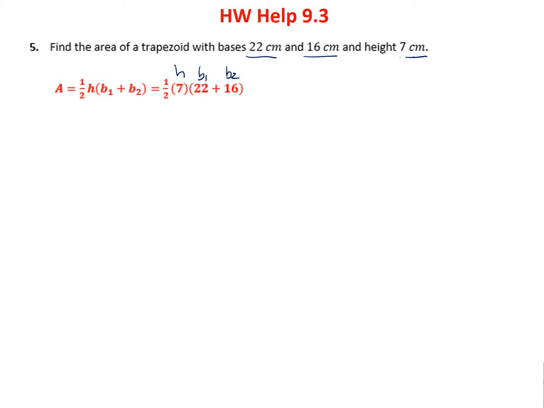There's my height right there, and there's my base 1 and base 2. So now we just simply have to do the multiplication there. Half of 7 is 3.5. 22 and 16 is 38. That ends up being 133 centimeters squared. Again, it's area, so my answer is in squares.